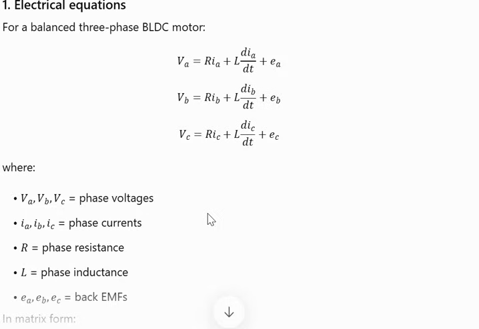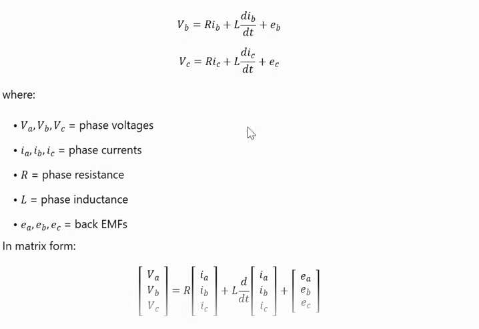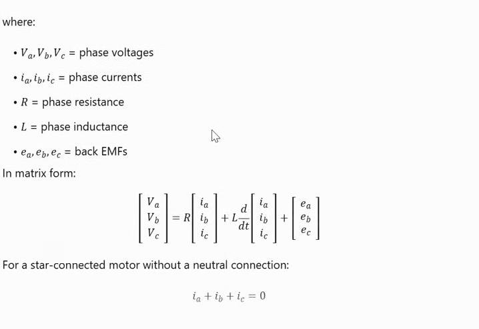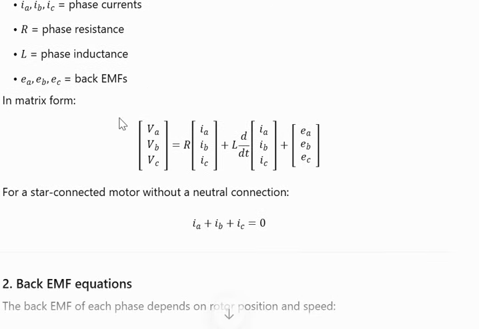The back EMF is an important parameter which is needed in a motor to produce torque, because as per Lenz's law, when we apply voltage to a motor, it produces an opposite reaction to the cause producing it, so the back EMF is produced. In matrix form, the equation can be written as VA, VB, VC equal to R into IA, IB, IC plus L d/dt of IA, IB, IC plus the back EMF components.